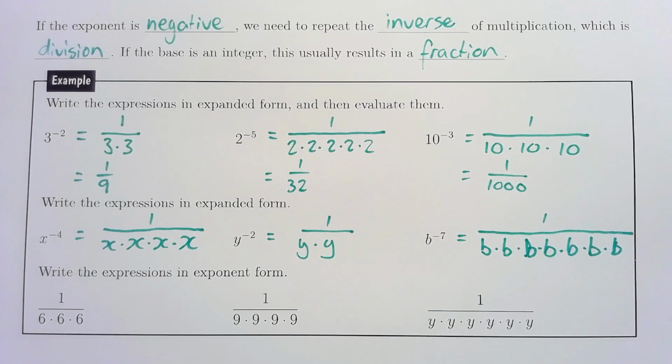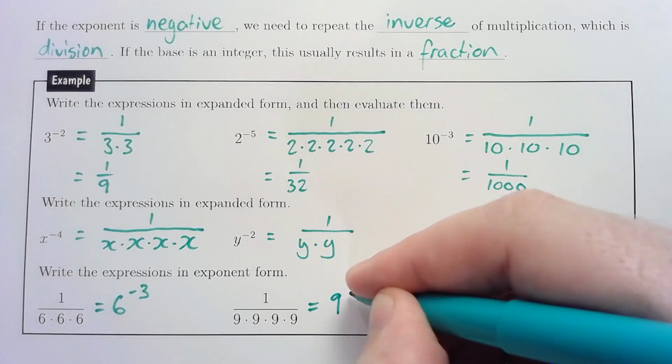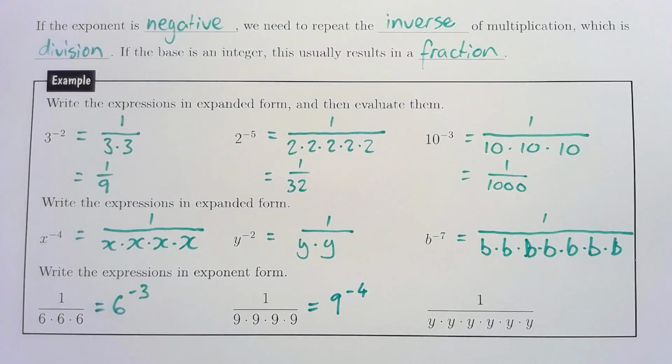We can also go the other way. So if we have 1 over 6 times 6 times 6, this is 6 to the power of negative 3 because we're dividing by 3 6s. If we have 1 over 9 times 9 times 9 times 9, we're dividing by 4 9s, so 9 to the power of negative 4. If we have 1 over y times y times y times y times y times y, this is y to the power of negative 6 because we're dividing by y 6 times.